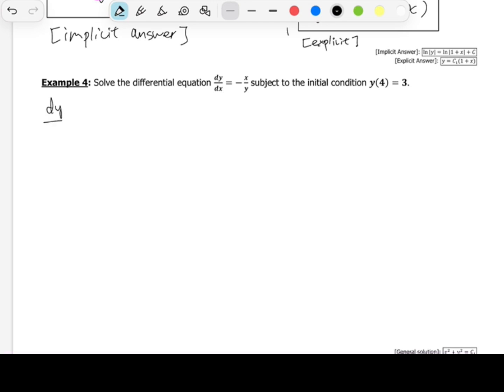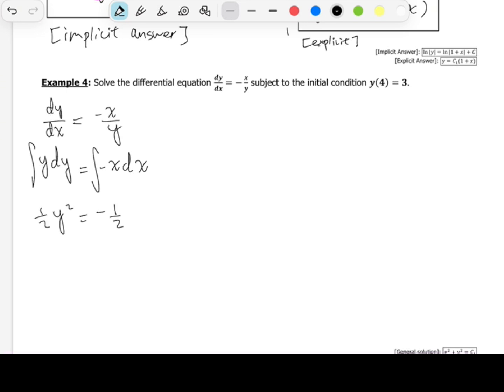dy dx equals negative x over y. I am going to cross multiply, and I'll get that y dy equals negative x dx. Integrate both sides, and we get that 1/2 y squared equals negative 1/2 x squared. I'm just going to get rid of the 1/2 since they are on both sides, and I'm left with y squared equals negative x squared plus c.